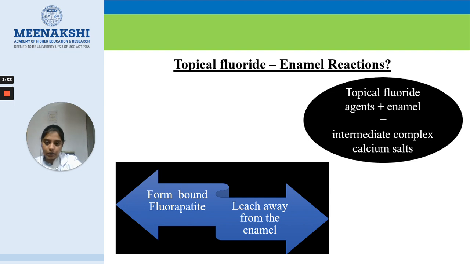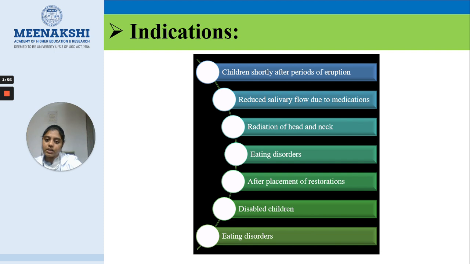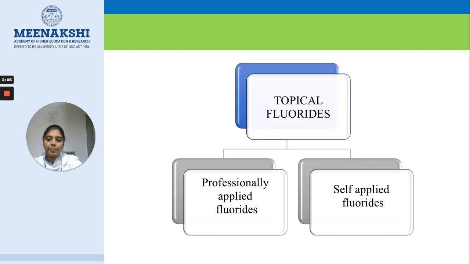the critical pH drops below 5.5. So these are the indications of fluoride therapy: for children who are in the period of eruption, who have reduced salivary flow, after the placement of restorations, and also disabled children. Generally the topical fluorides are of two types, the professionally applied and the self-applied.